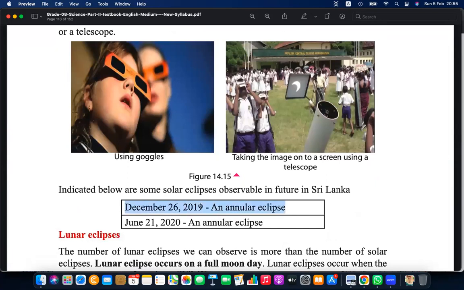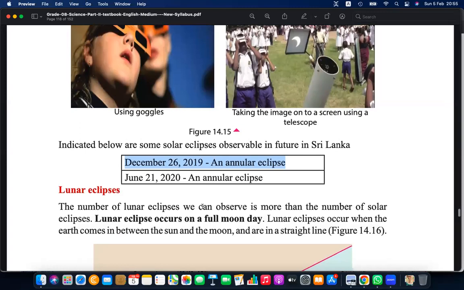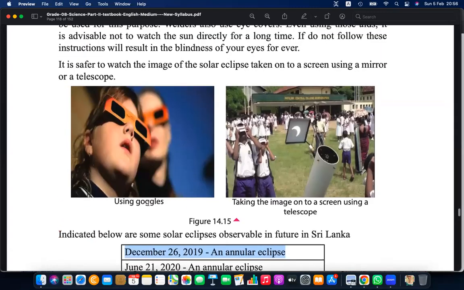2019 was an annular one, and 2020 also there was an annular eclipse, right? And here, using goggles, and there is a primary method. You can use the carbon layer which is emitted from the fire when you're burning firewood. So you can just shade a glass using that carbon and then use that.